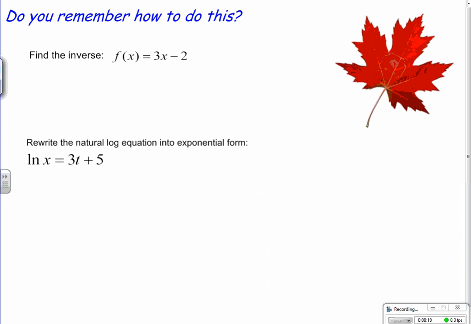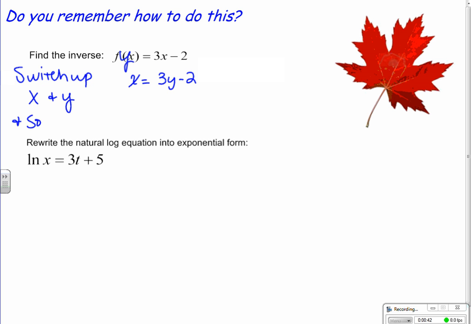So, do you remember how to do these, like finding the inverse of a function? To find an inverse, all we need to do, right, is switch up the x and the y. So I would say I've got y equals 3x minus 2. So if I switch this up, I can say x is equal to 3y minus 2. Now solve for y.